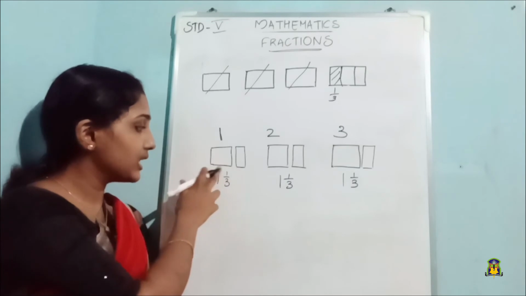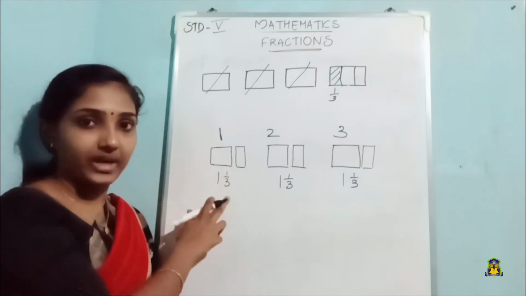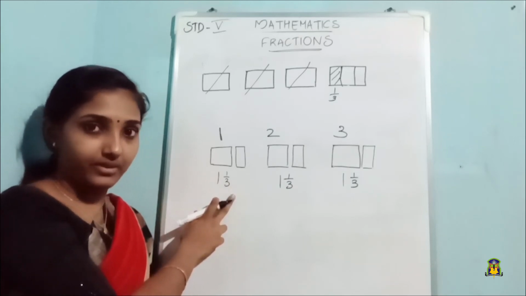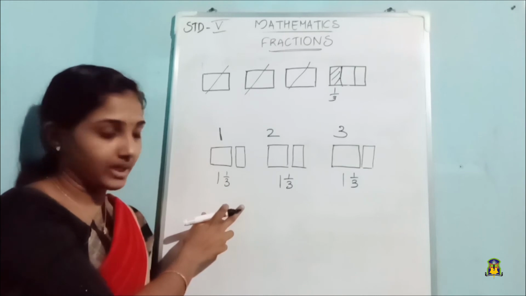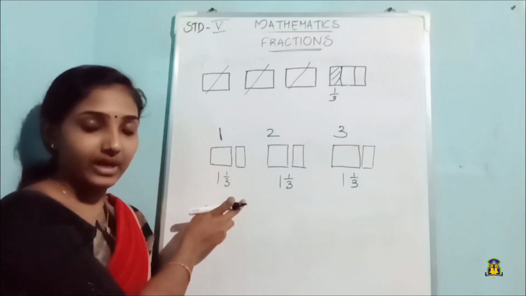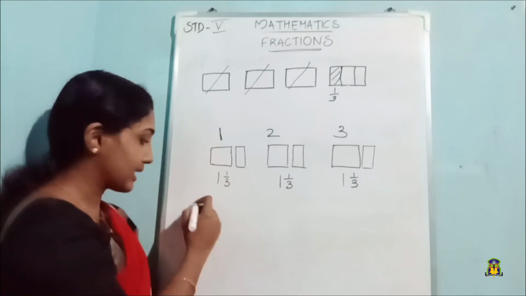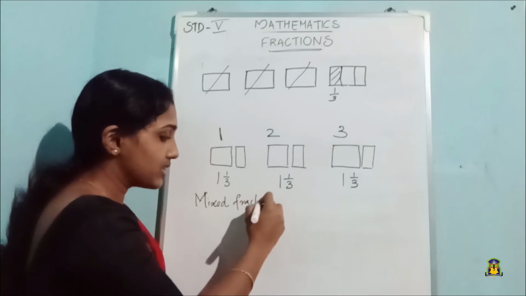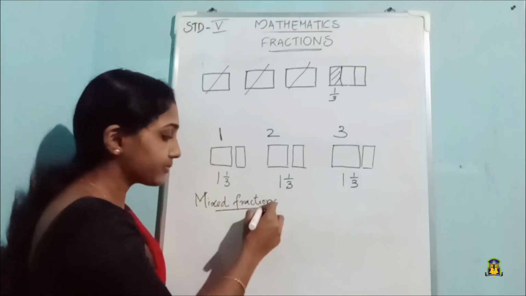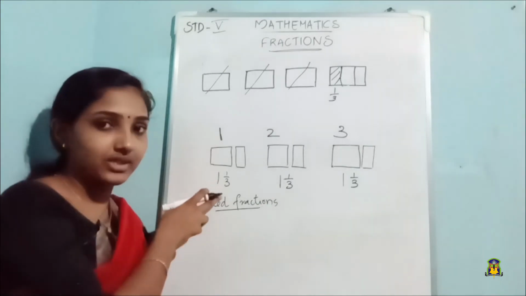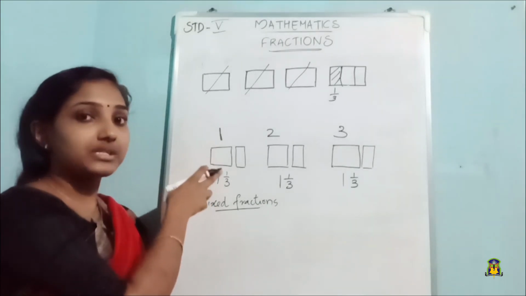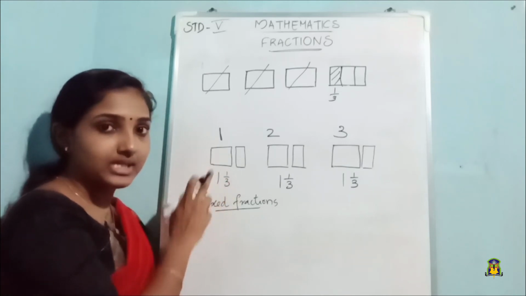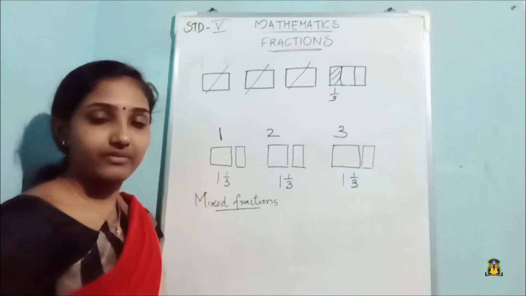Now, look here. This fraction has got a whole number and also a fractional part. So, these types of fractions are called mixed fractions. The fractions with a whole number part and a fractional part, such fractions are called mixed fractions.